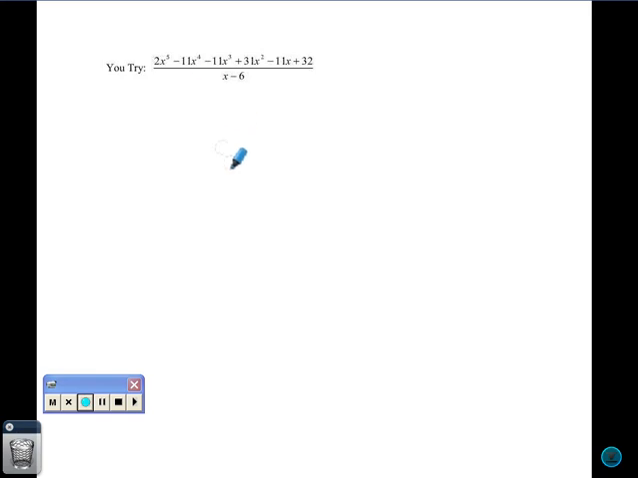So go ahead and take some time here. You try this one. Try it in groups, see if you guys can get to an answer. I'll give you some time to work on that. We'll go over this answer in class next time.